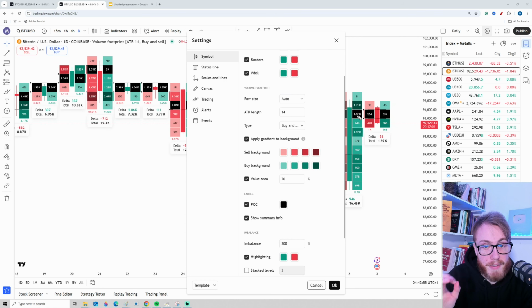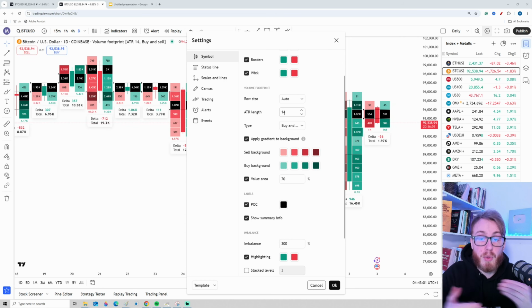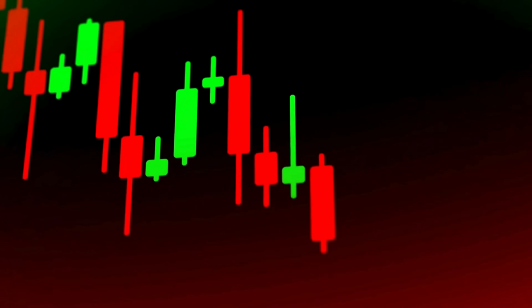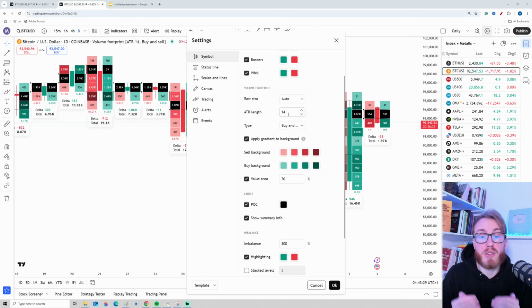And when we have this one on auto, the row size will actually depend on the ATR. And if you have been following our channel for a while, you might already know about the ATR. The ATR stands for average true range, and is basically a measurement of volatility. So here you can actually change the ATR length. The standard here is 14, which means that we are looking back on 14 candles in the past to decide how many rows we need to have.